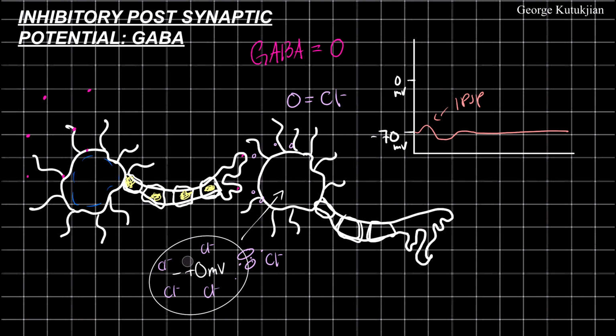So now we can see that the resting membrane potential of the postsynaptic neuron is at negative 70 millivolts. But now with the influx of chloride ions from the presynaptic neuron that was triggered by GABA, it's going to make the postsynaptic neuron go to negative 80 millivolts. And that's a lot more negative than it was before. So it's preventing an action potential from happening.